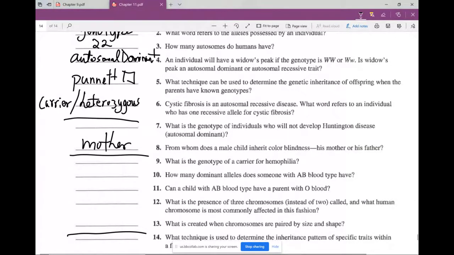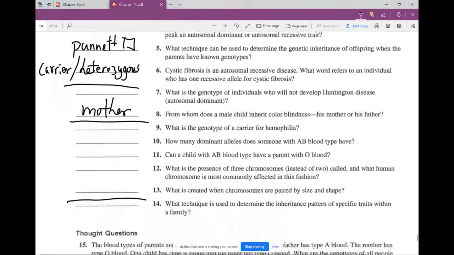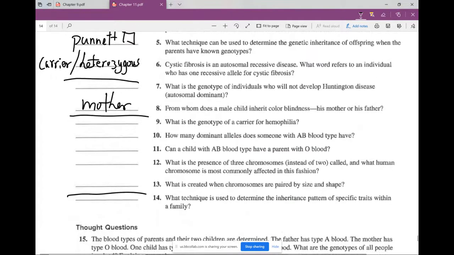The color blindness gene trait, the allele for that is found on the X chromosome. And since only mothers give their X chromosomes to their sons, sons don't receive it from their fathers. How many dominant alleles does someone with AB blood type have? 2. Can a child with AB blood type have a parent with O blood type? Yes, right? The parent can be AO or BO, right?